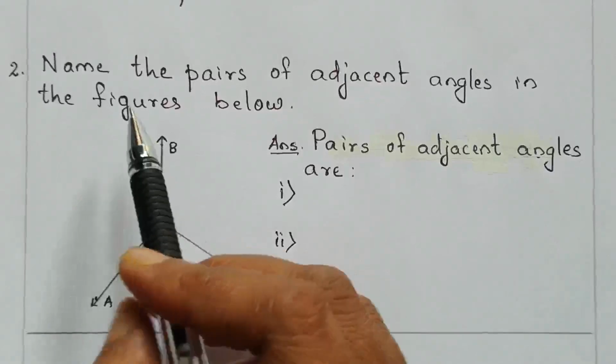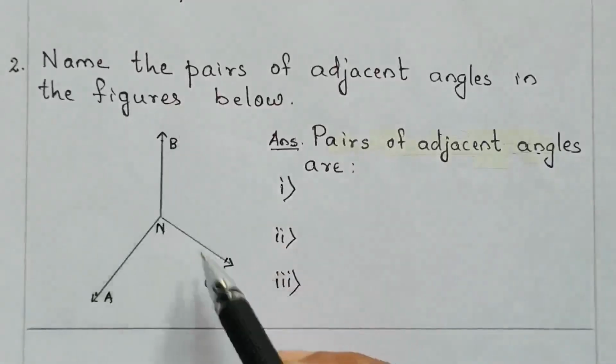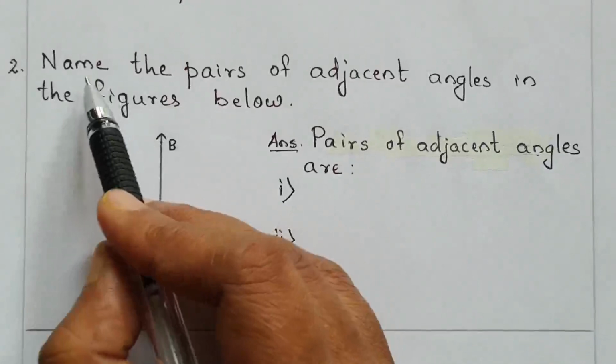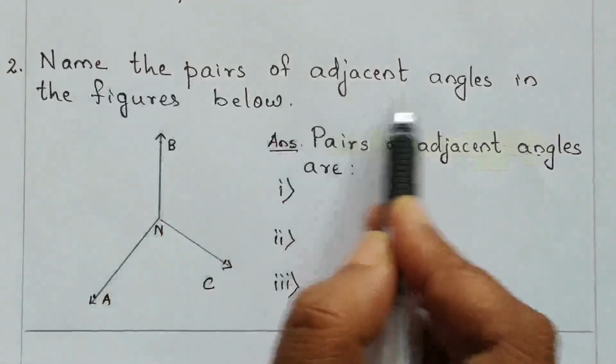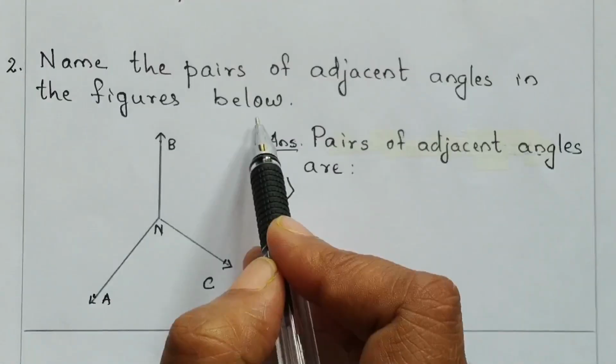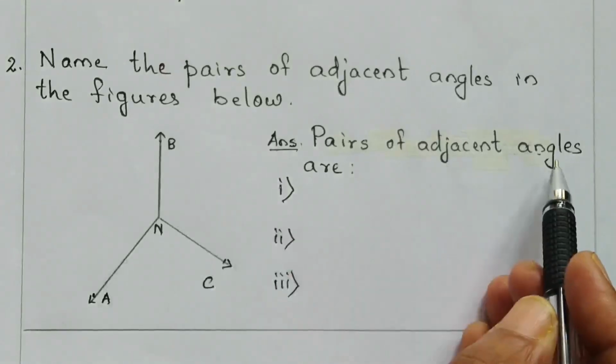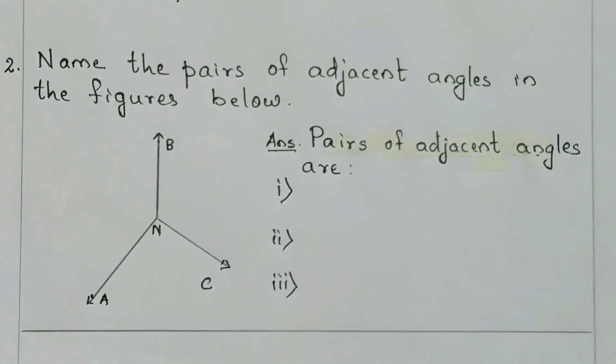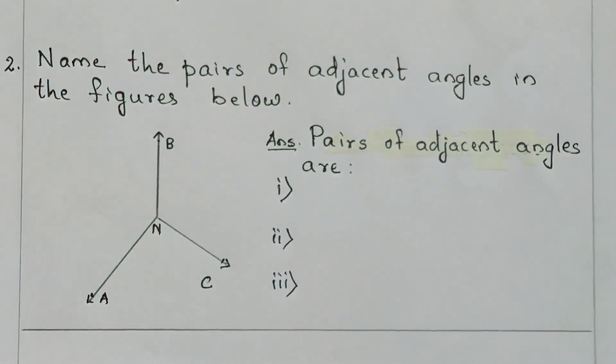Let's now take the second question. A figure is given here. The question is, name the pairs of adjacent angles in the figures below. You have to write the pairs of adjacent angles. Now what are adjacent angles? Yes, angles which are next to each other. They have a common arm, a common vertex, but their interiors are separate.